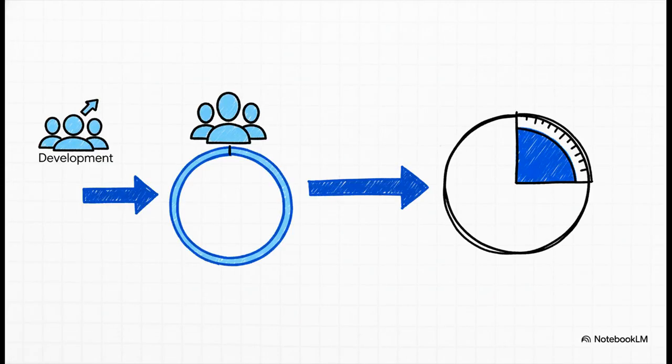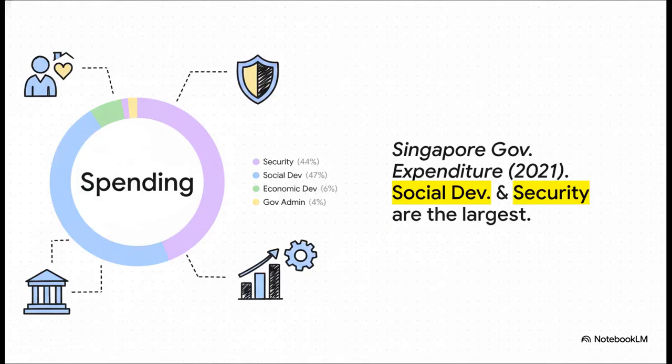Now for the cool part, turning these numbers into actual shapes. To find the angle for a slice, let's say for social development, we figure out what fraction of the total it represents, then we multiply that by 360, because there are 360 degrees in a circle. This little formula makes sure every slice is perfectly sized. And after we do that math for all the categories, ta-da!